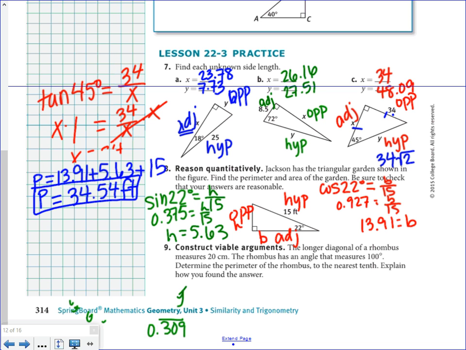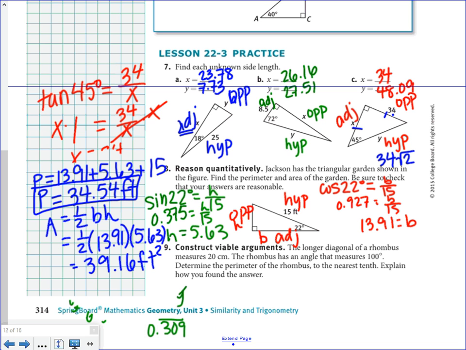Then for your area, area is 1/2 base times height. So we found the base to be 13.91, and we found the height to be 5.63. So if you multiply and then divide by 2, or multiply by 1/2, you should get about 39.16. And units on area are feet squared.